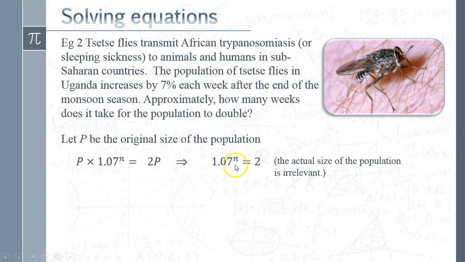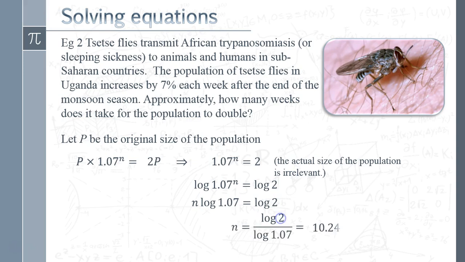So how many weeks will it take for this multiplier of 1.07 effectively to become 2? Again, old school, I'm doing it by taking logs. You can choose whichever method you want. Bring the n down using law 3, do the division, and it takes 10.244.